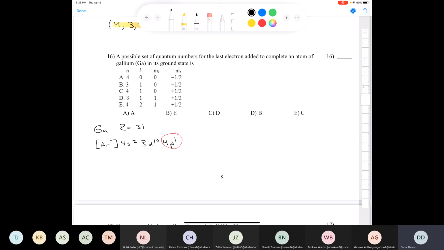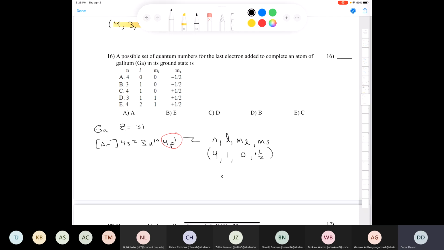Now we need to come up with a set of quantum numbers, which are n, l, ml, and ms. Well, if it's a full set of quantum numbers, the n is going to be 4. The l is going to be 1. My ml, if it's the first one, I'll give it a value of 0. And my ms is going to be plus a half, like that. All right. Possible set of quantum numbers.